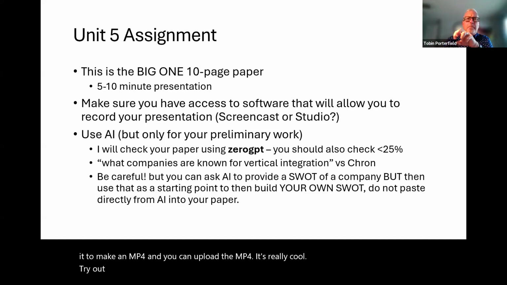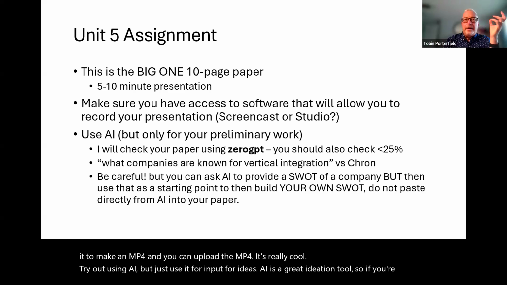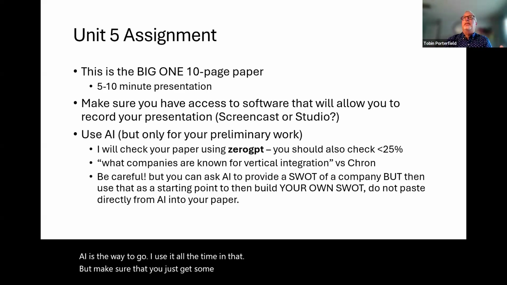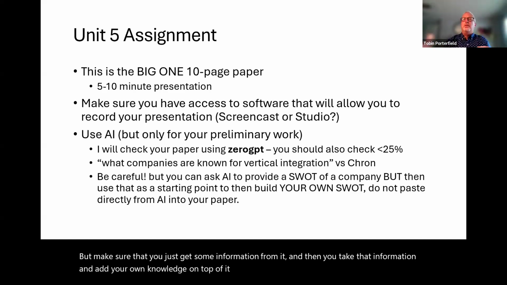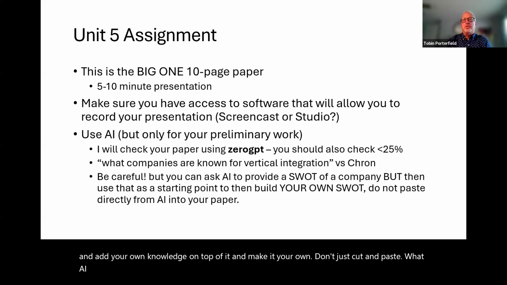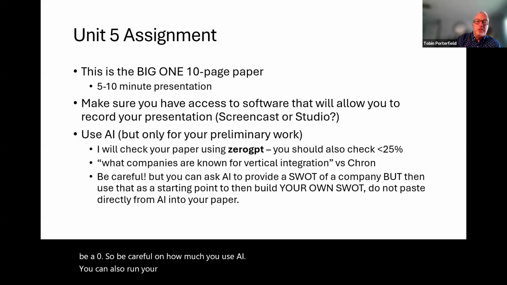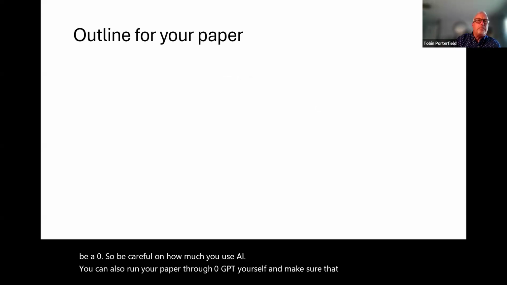Try out using AI, but just use it for input for ideas. AI is a great ideation tool. So if you're stuck, AI is the way to go. I use it all the time in that. But make sure that you just get some information from it and then you take that information and add your own knowledge on top of it and make it your own. Don't just cut and paste what AI gives you. I'm going to run it through ZeroGPT. I'm going to catch you every time. It's going to be a zero. So be careful in how much you use AI. You can also run your paper through ZeroGPT yourself and make sure that everything comes out clean.